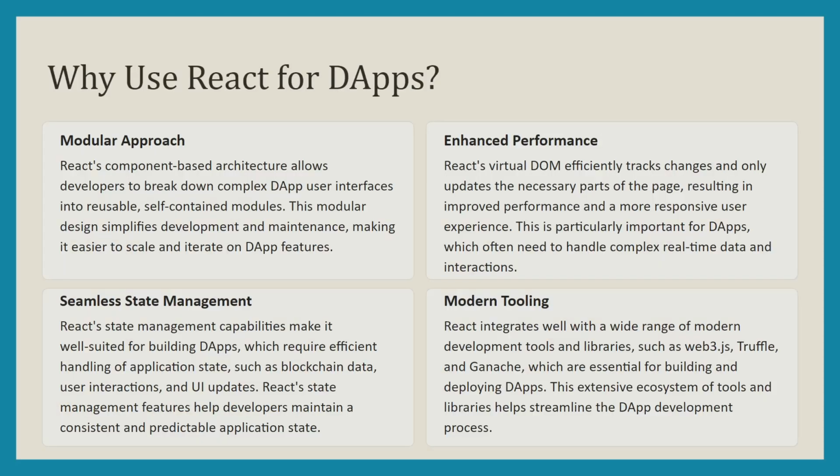So, why use React for dApps? There are four reasons we'll talk about. It has multiple more reasons, obviously, but we'll talk about four major reasons to give you a brief overview. First is the modular approach. React's component-based architecture allows developers to break down complex app user interfaces into reusable, self-contained modules. This modular design simplifies development and maintenance, making it easier to scale and iterate on app features.